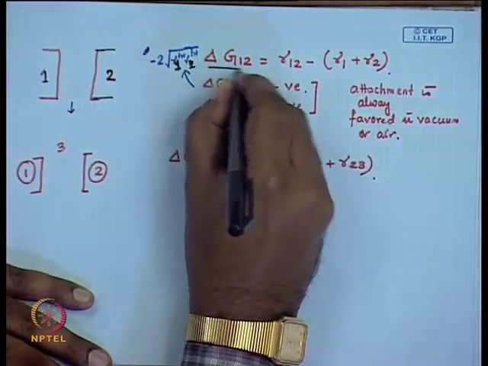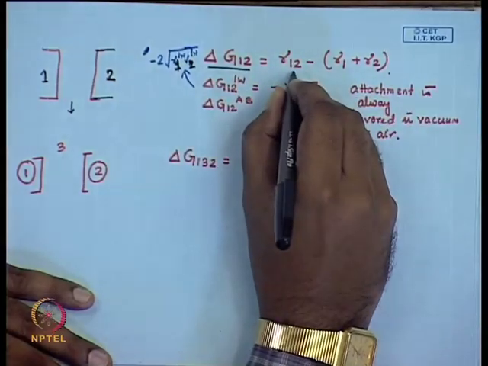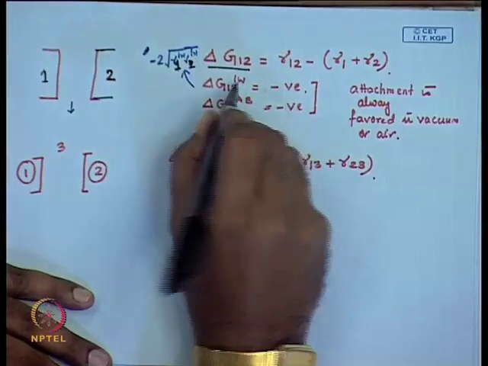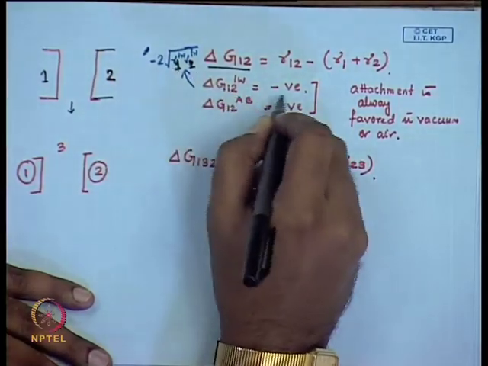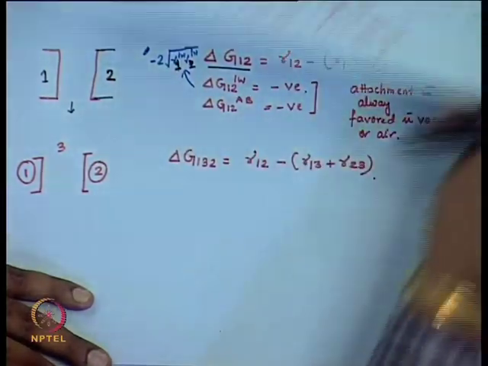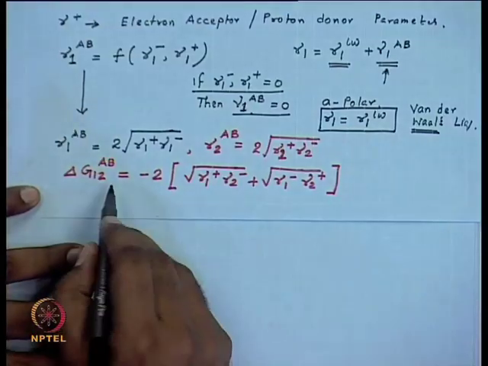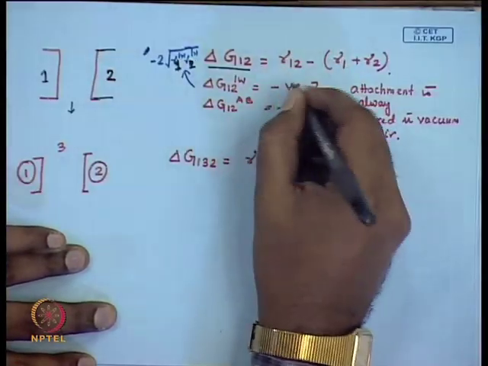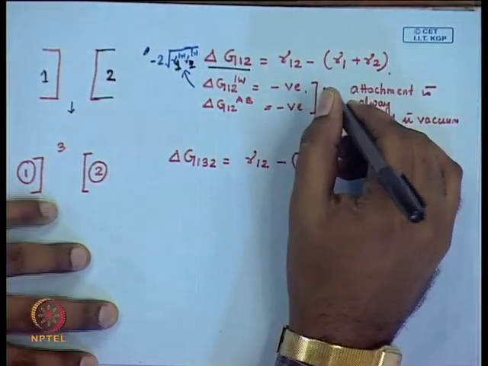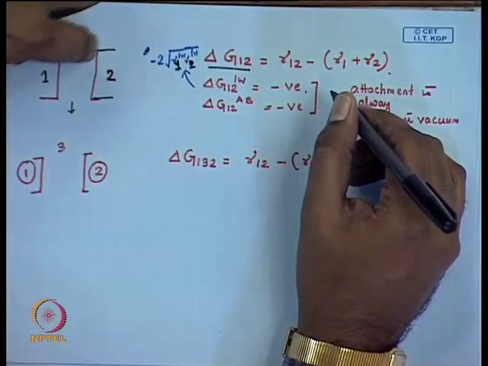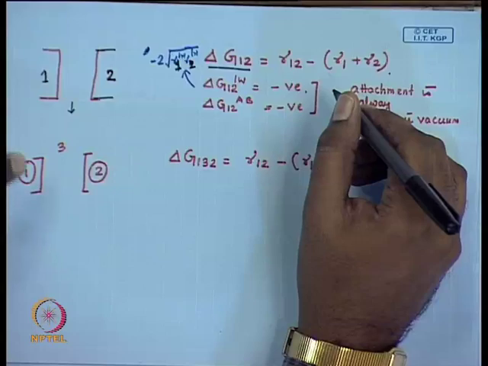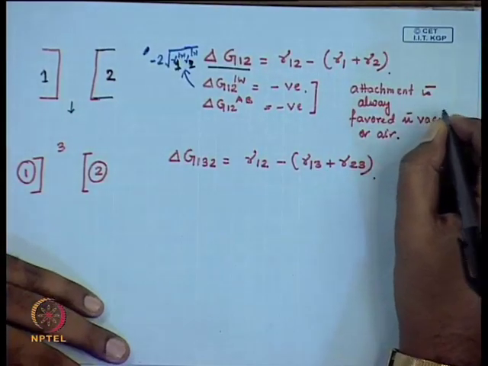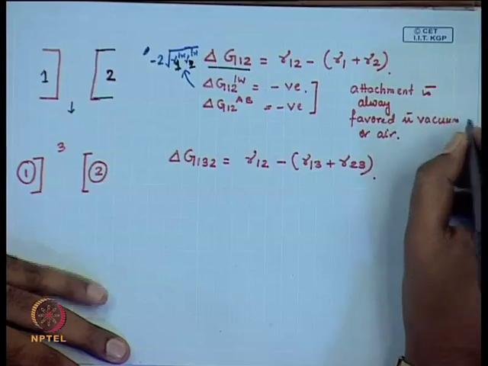So, we have looked at the delta G12, the expression for which is gamma 12 minus gamma 1 plus gamma 2. Now, delta G12 LW, this is the expression, we have seen that it is negative. The way we have defined delta G12 AB, this is also negative. So, what it implies is that delta G12 is always negative when the two surfaces are coming in contact in a non-condensed medium, and attachment is always favored in vacuum or air.